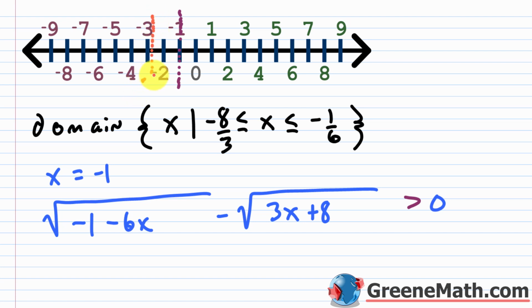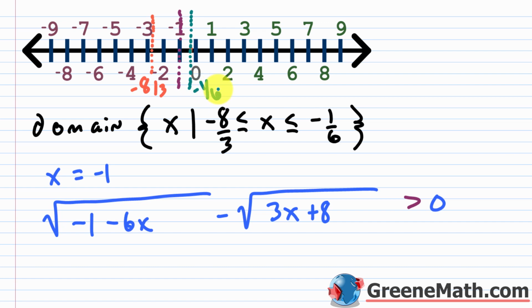And I'm going to label that as negative 8/3. And then the other guy is negative 1/6. So let's say this is going to be really, really tight here. Let's say that's about right there. And I'll say that this is negative 1/6 like that.